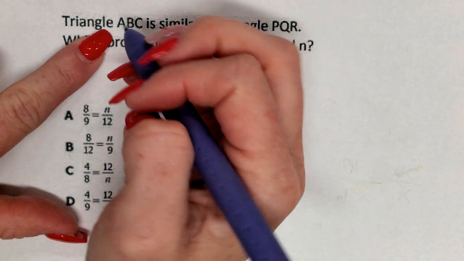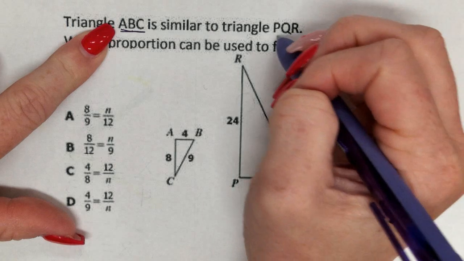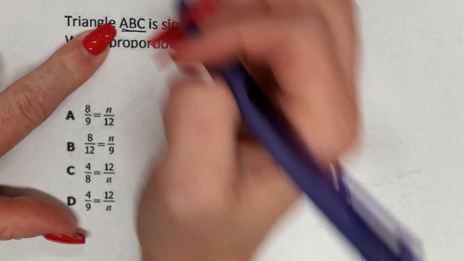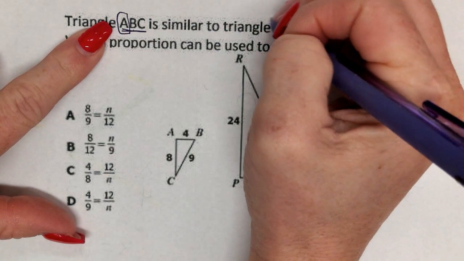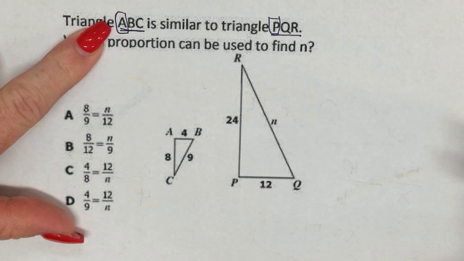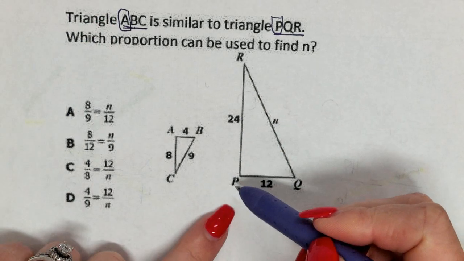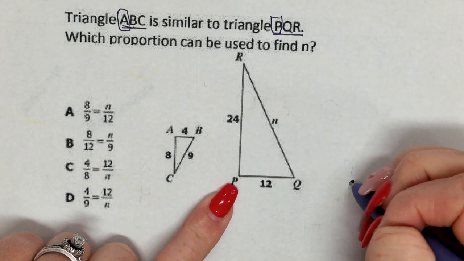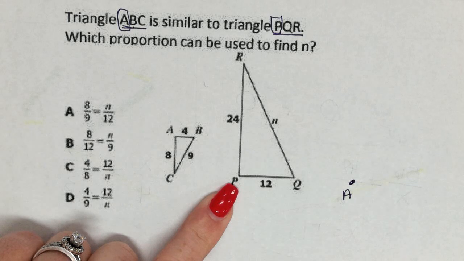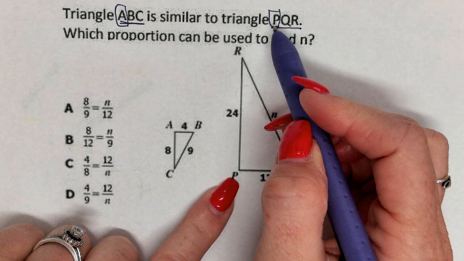Now look, do you see how they have these in order A, B, C? And these in order PQR? That means the A and the P should be in the same position. So if they have, I like the way this one's set up better, so I'm going to leave it. If they have P down here, then A needs to be down here now. Because A and P should be in the same position.